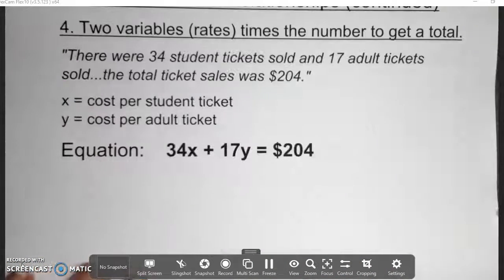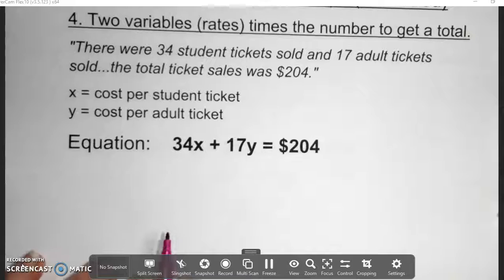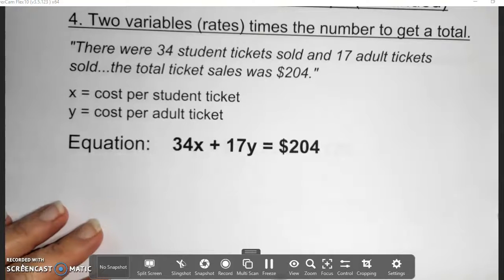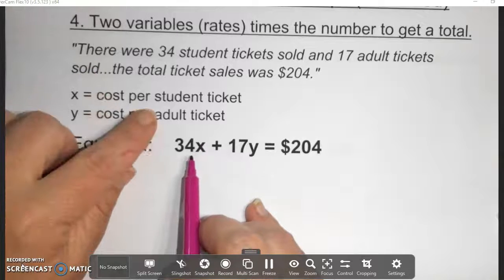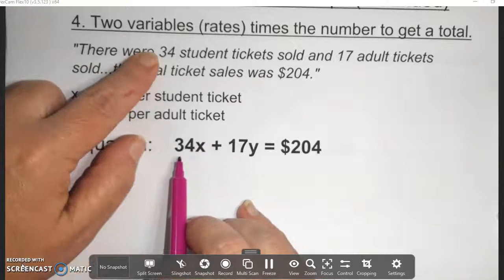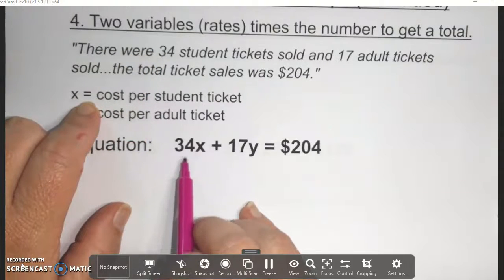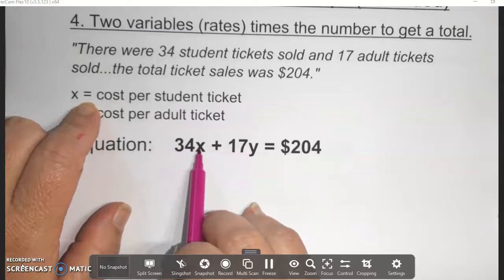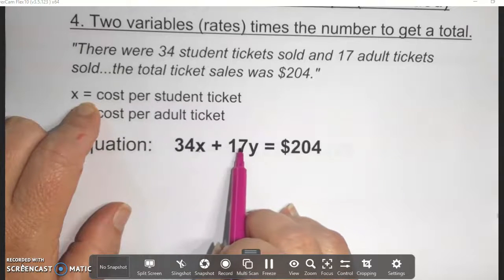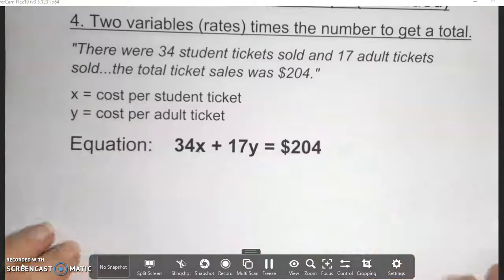Basically, what you are going to be doing today is you are going to be setting up the equations. There were 34 student tickets sold and 17 adult tickets sold. The total ticket sales was $204. So in this situation, it changed, and the X is the cost per student ticket. So we know he sold 34, but our cost is X. So 34 times X plus 17 times Y is equal to 204.